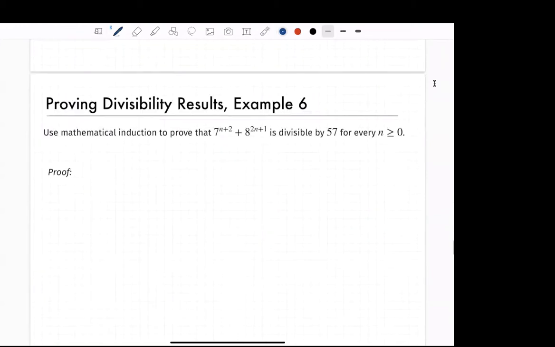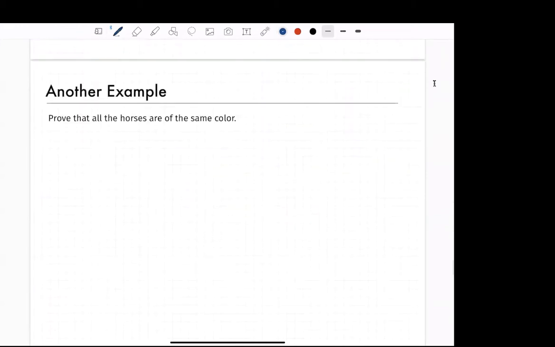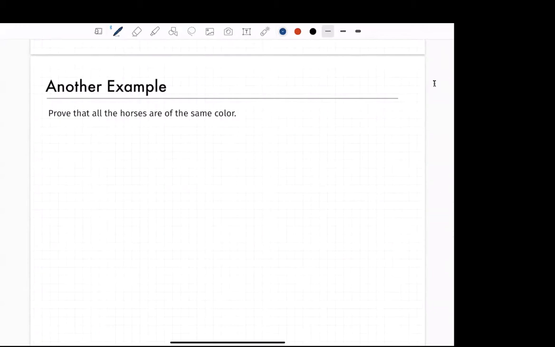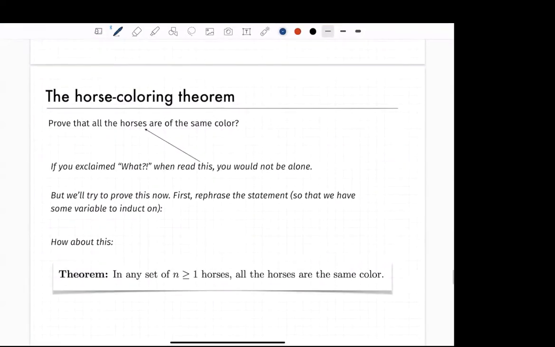But if this is clear, let me ask you a question. Now I'm going to prove that all horses are of the same color. So can I prove this by induction? Does that make sense? Let's have this sink in for a second. Does that make sense, what I just claimed? All horses are the same color. Does this even make sense? Or are you like most people, like, what is he talking about?